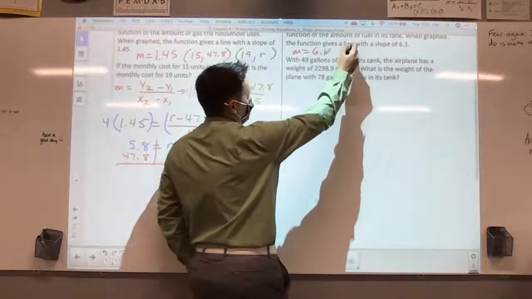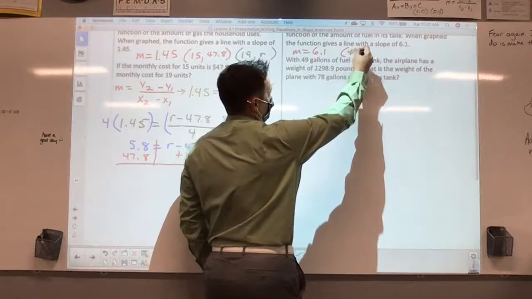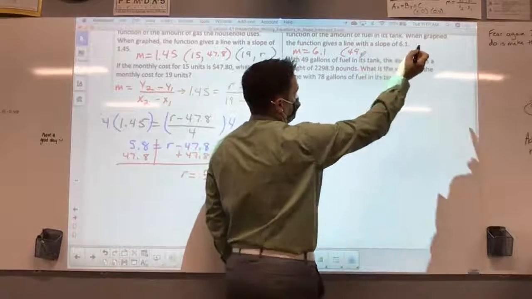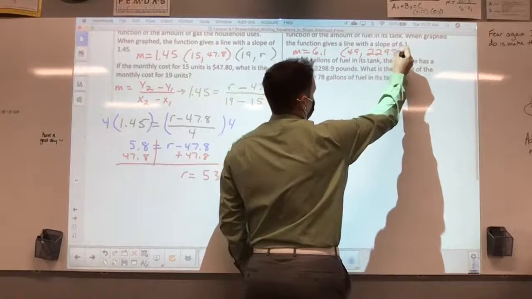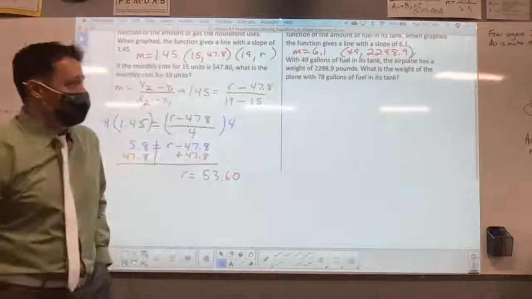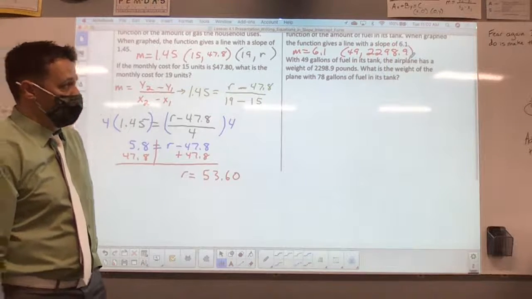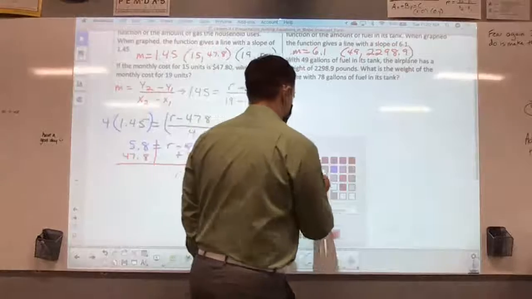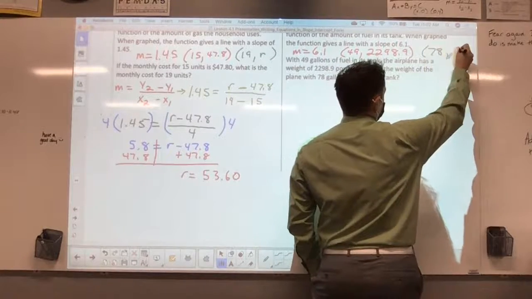All right, so here, once again, the other example. Here's your slope. Here's your first point, 49, and then it's 2298.9, right? And now, what do you do with the other one? The weight of the plane with what? 78, but we don't know what that is, so it's 78, R.